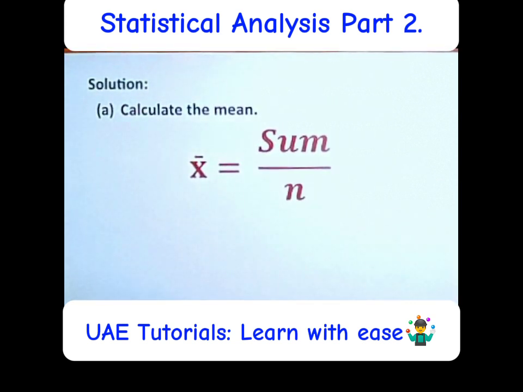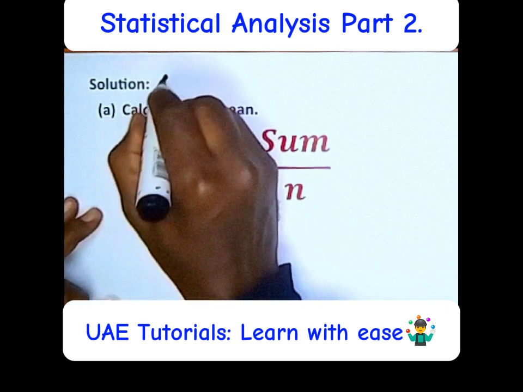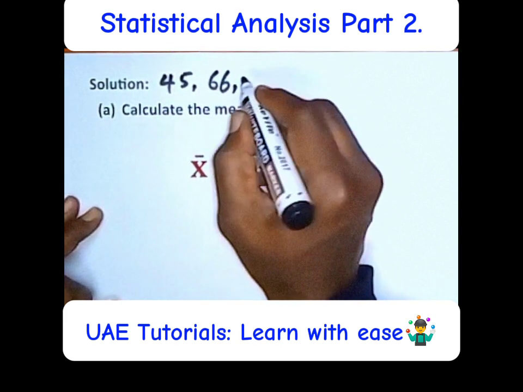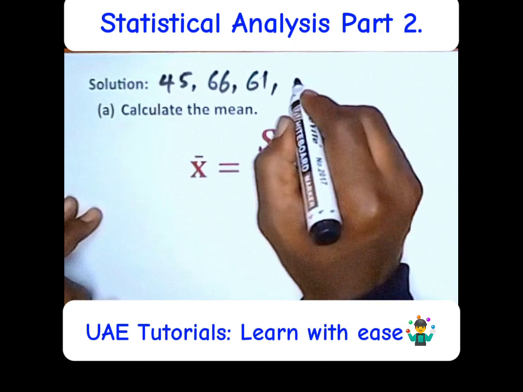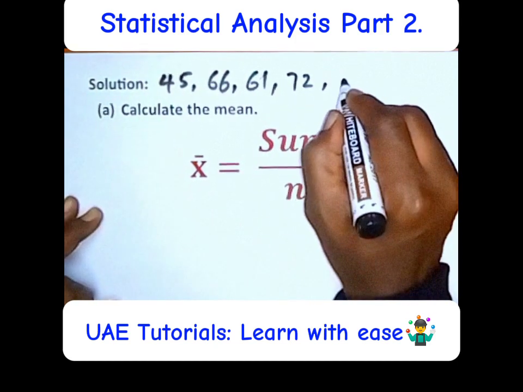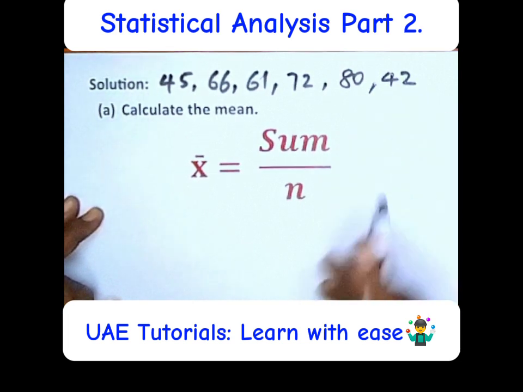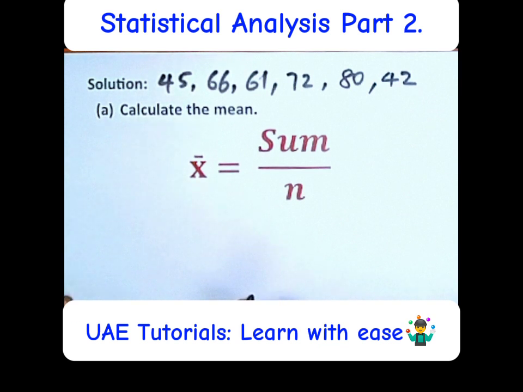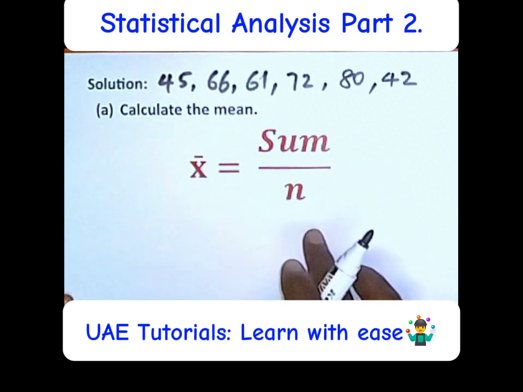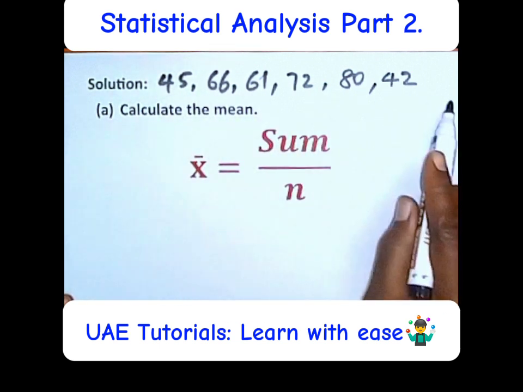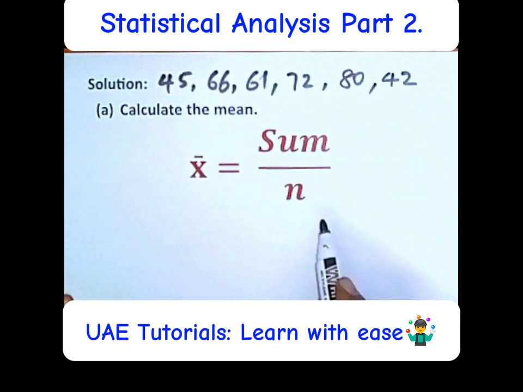So for the A part, we're given the scores of 6 students, and the scores are 45, 66, 61, 72, 80, and 42. And then we're asked to calculate the mean, and here on the screen is the formula for calculating the mean, just the sum all over n, more like the average. Forget the big term mean they are using, it is the average. So what we're going to do is to add all of these numbers divided by the total number.